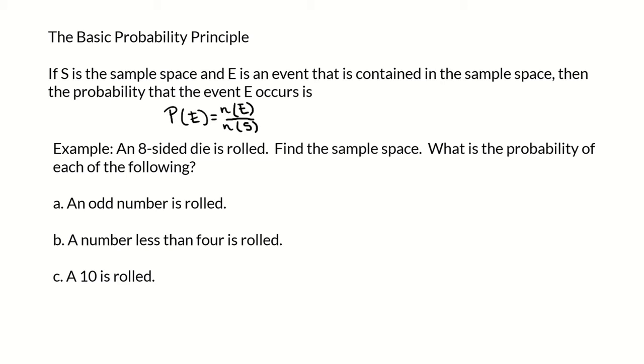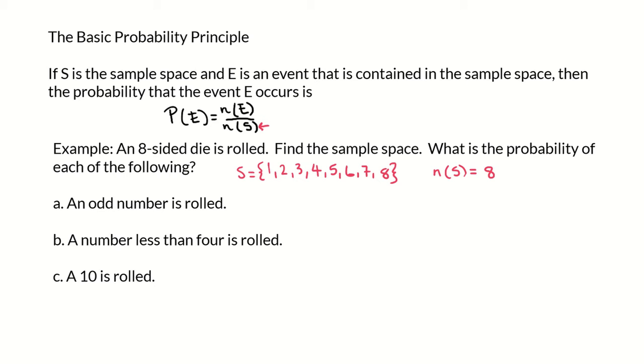For example, an 8-sided die is rolled. Find the sample space, and then what is the probability of each of the following. So first, the sample space is all of the numbers that could be rolled, all the possible outcomes. So that is 1, 2, 3, 4, 5, 6, 7, and 8. That's our sample space set S. And the number of elements in the set S, or N of S, is equal to 8. So that will be this number when we calculate the probabilities.